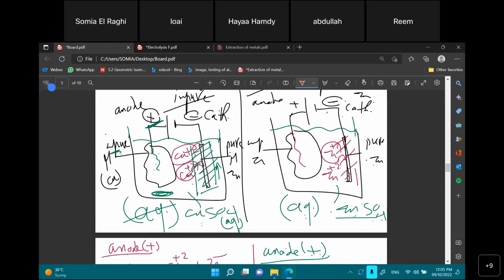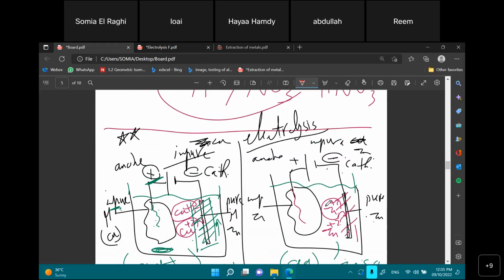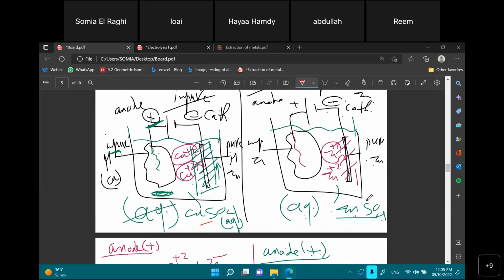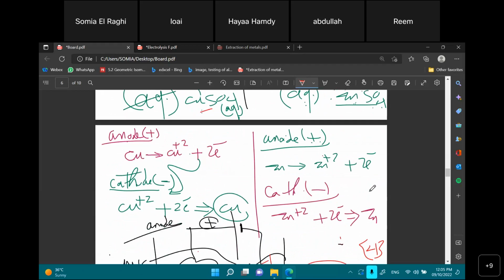Purification of copper metal. Impure copper is always at the anode, while pure copper, a very thin layer, is at the cathode, and the electrolyte is aqueous copper sulfate. Same way for zinc: impure zinc at the anode, pure zinc at the cathode, and the electrolyte is aqueous zinc sulfate. One equation and you flip it. Always start with the anode.